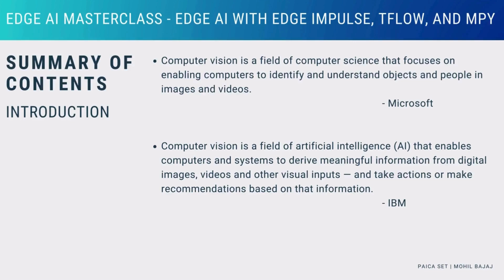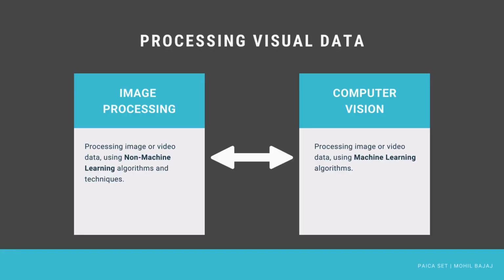In the last few videos, we have used the word computer vision a couple of times. So let's explore computer vision a little bit now. Stated simply, computer vision is a field where you use machine learning and artificial intelligence to process images and videos. This is slightly different from image processing, which uses non-machine learning algorithms to process images and videos. However, a lot of people use the two interchangeably, so look out for that.